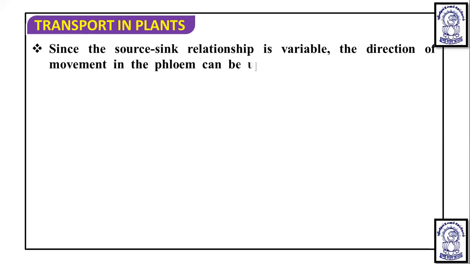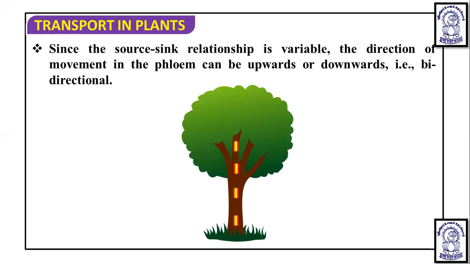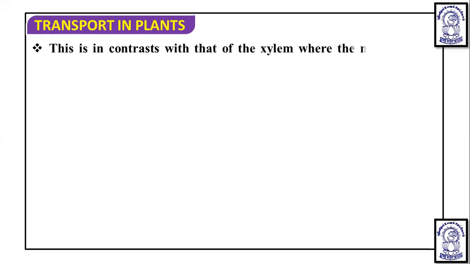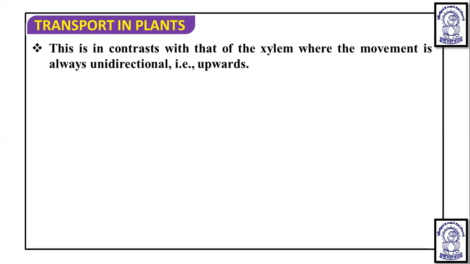Since the source-sink relationship is variable, the direction of movement in the phloem can be upward or downward, so it is bidirectional. This way the bidirectional movement can take place from root to leaf, or leaf to root, through the phloem. This is in contrast with the xylem, where the movement is always unidirectional.